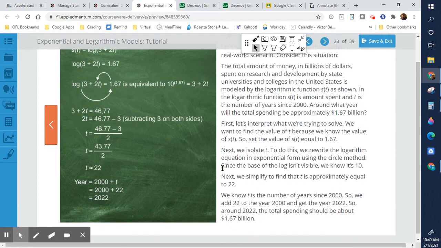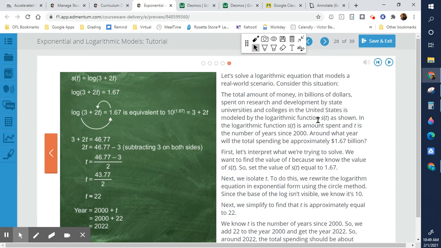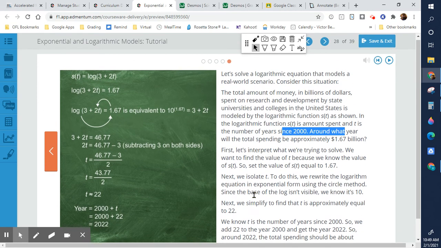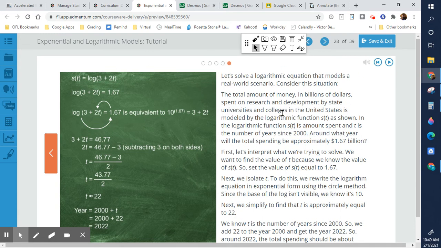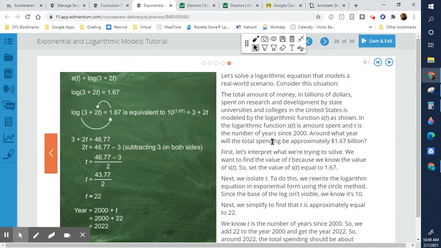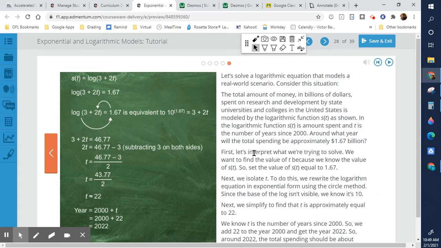All right, and then we have to always refer back to this. So remember, T was number of years after the year 2000. I kind of glimpsed at this in case you're like, what's going on here? T represented number of years after year 2000. So for the problem we were talking about, 2022 is whenever the total spending would reach $1.67 billion.